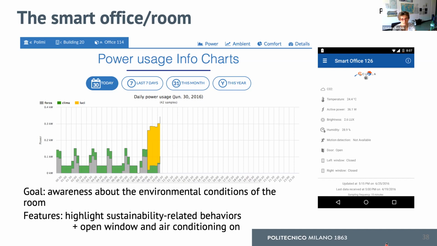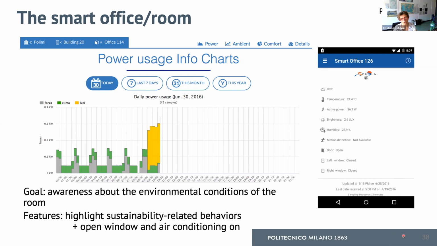For instance, if the lights are on and the door is closed because you went home, because nobody is inside the office, a trigger can go on to let you know that the behavior is not sustainable, as well as if the air conditioning is on and the window is, for instance, open. So it's a different visualization of information we collect in order to get this.